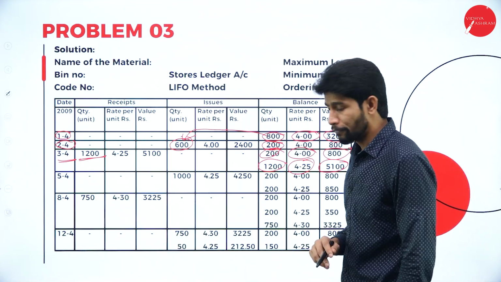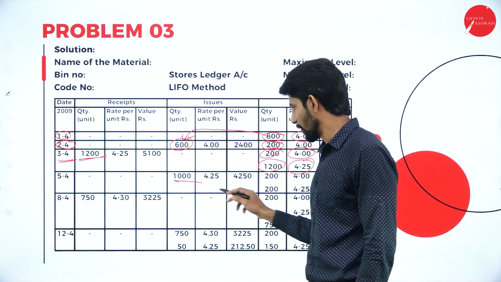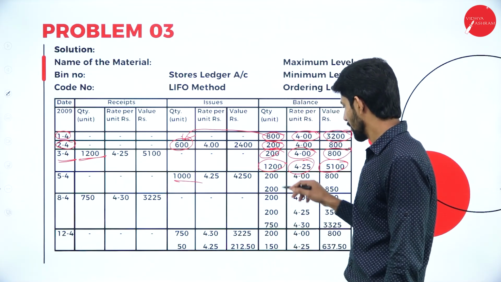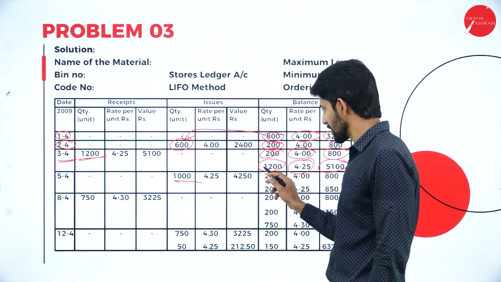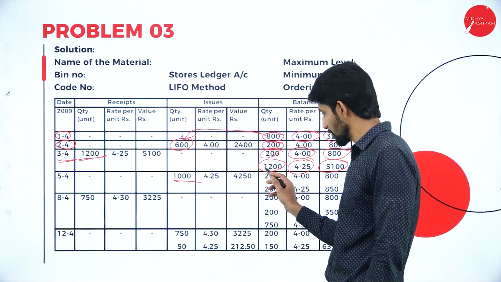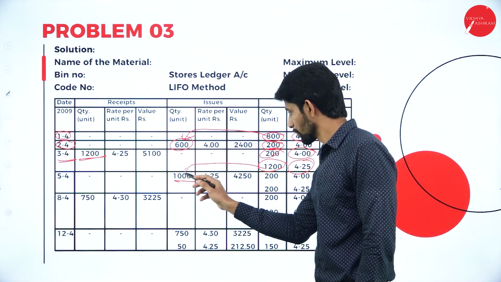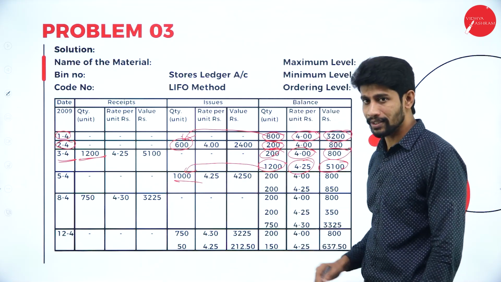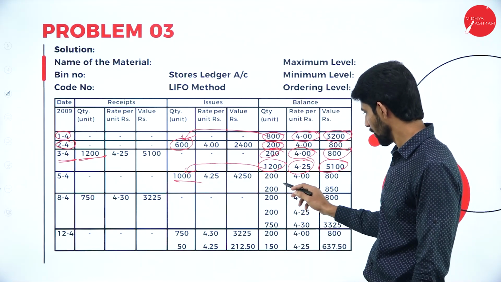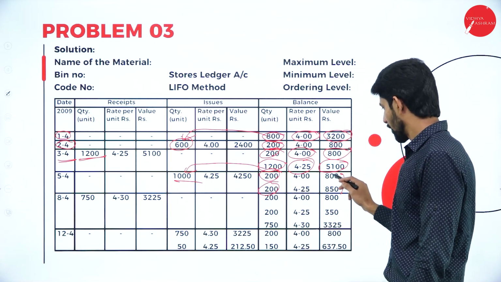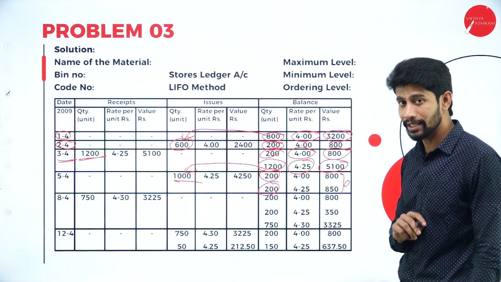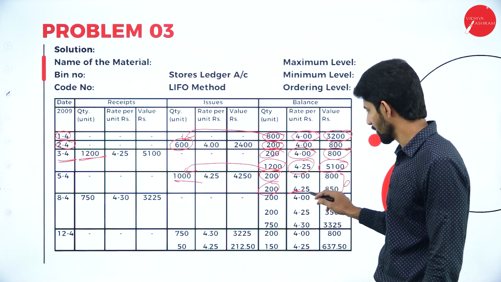Next, on 5th April they issued 1000. So issue 1000 and write down the balance. We are issuing this 1000 from the recently purchased one. Which is the recently purchased? 1200. So from 1200 issue 1000. What will be the balance? The balance will be 200 and the old balance 200. So total 800 plus 850. So close the entry for that date.